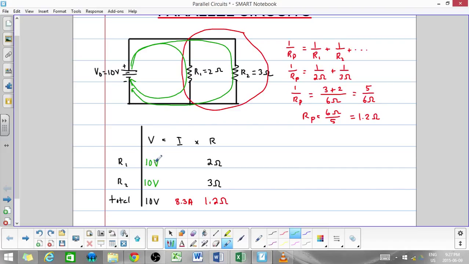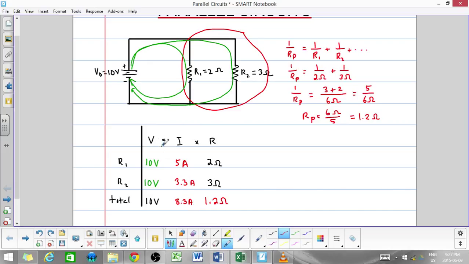Now we can find the current through each of the resistors, just using Ohm's law. I is V over R, giving you 5 amps through R1 and 3.3 amps through R2. Now you may notice that the 5 amps plus the 3.3 amps equals 8.3 amps. And that's a relationship that you're going to find.